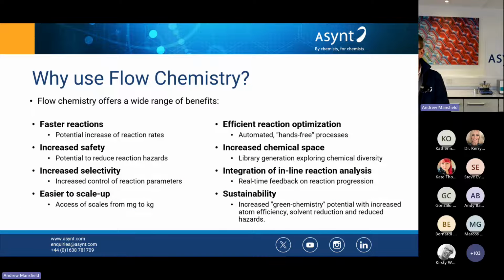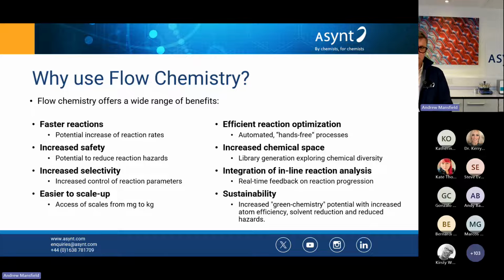But I guess you could sit back and think philosophically, we've got these tools that we've been using to carry out chemistry for years. Why would we want to change? Why would we want to invest in new apparatus to carry out chemistry? Well, there are lots of benefits, and I've highlighted some of them here. Not all of them, but some of the pertinent ones.